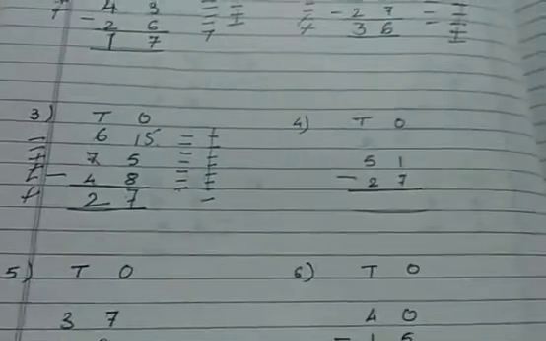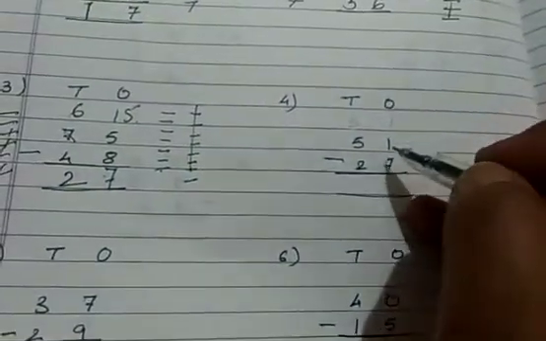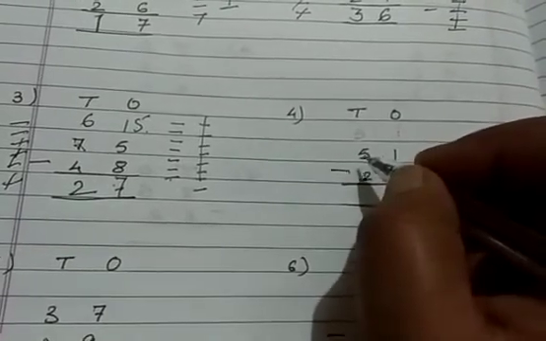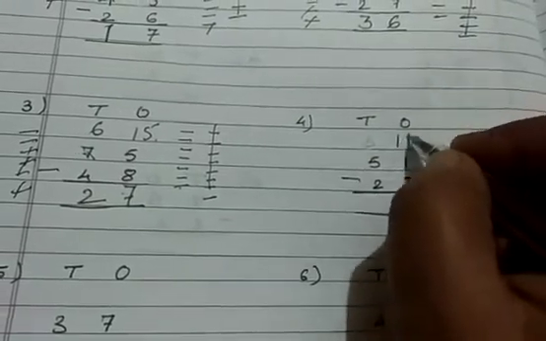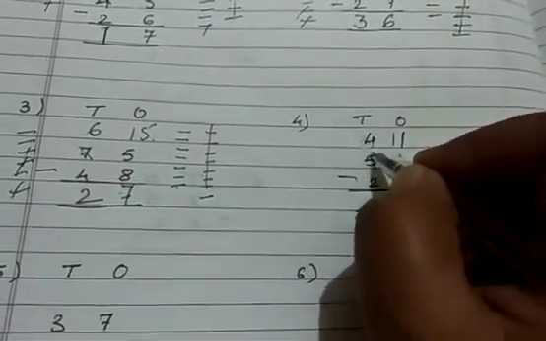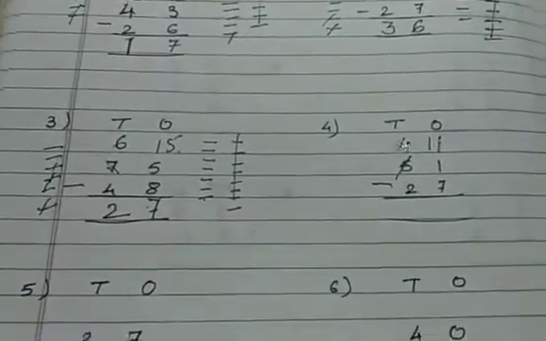Do you understand? See, we are taking one more example. Here it is 51. 1 is smaller than 7. So again we have to take 1 from the next number, the nearest number. We are going to borrow. So it will become 11 and here it will be 4. How 4? 5 minus 1 is 4.